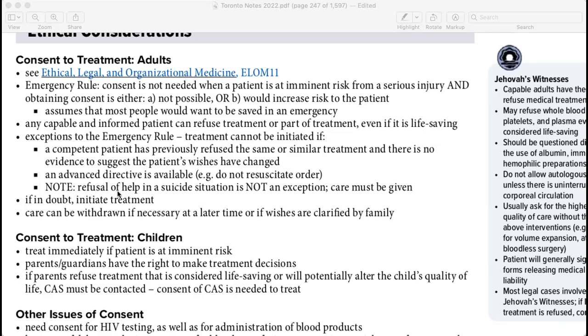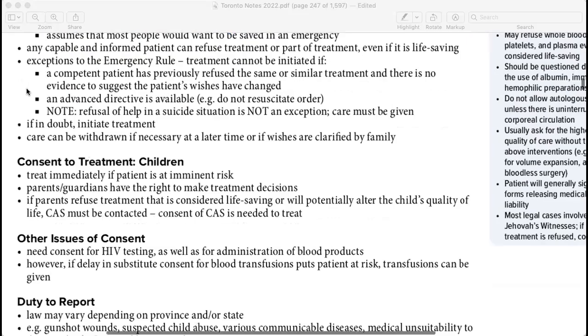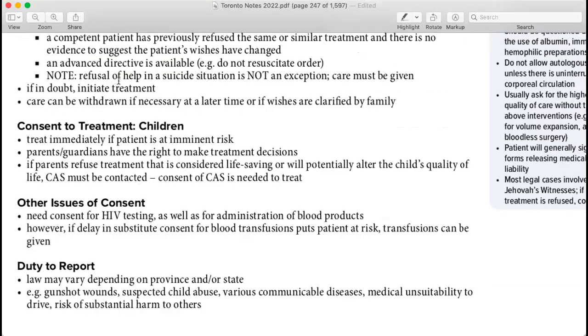So that's one. Refusal of the treatment in suicide is not an exception. Care must be given because he lacks the capacity, right? So that's why. If in doubt, initiate the treatment and we can withdraw later on. So if you don't know anything, just choose this one.